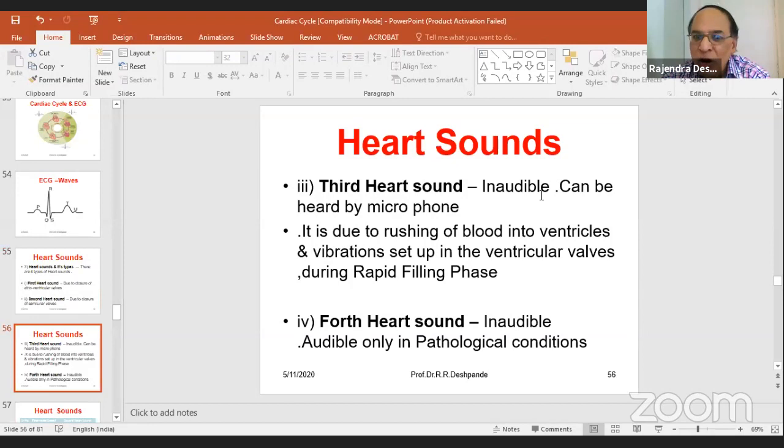The third heart sound is inaudible, can be heard by microphone, very rarely heard in physiology. It is due to the rushing of blood into the ventricles and vibrations set up in the ventricular walls during the rapid filling phase. But if the examiner asks how many heart sounds there are, don't answer two. You should answer four heart sounds. And next answer, sir, first and second heart sounds are more important in medical practice, and third and fourth are very rarely heard. This is your answer. Okay. Next.